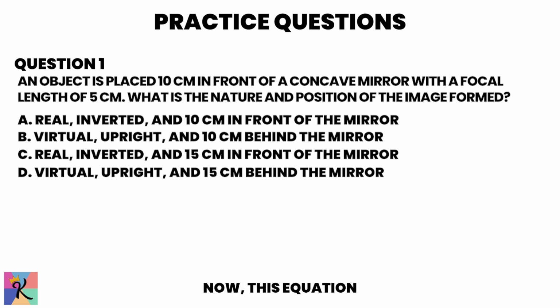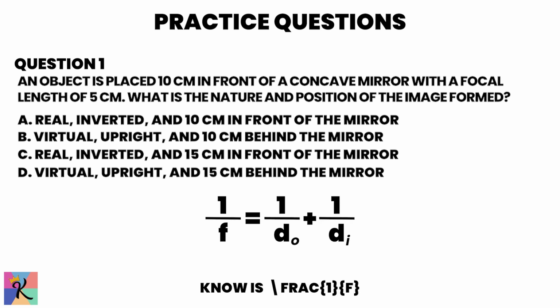Now, this equation we're going to talk about in a future video, but the equation that you'll want to know is 1 over f, or the focal length, is equal to 1 over do, which is the distance from the object, plus 1 over di, which is the distance from the image. So essentially, we're trying to solve for the image distance, so that's one way we can do it. Or we could first figure out if the image is real and inverted or virtual and upright.